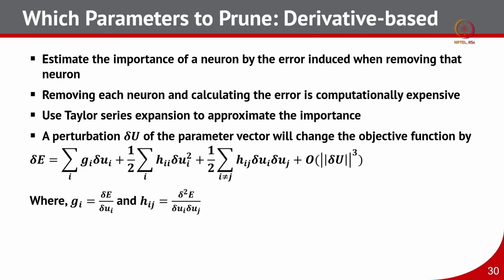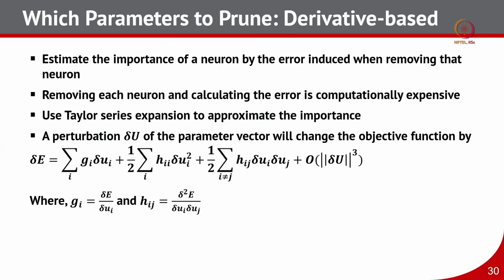Again, in the last class we briefly touched upon the topic of which parameters to prune. One technique is derivative based pruning. You can estimate the importance of a neuron by the error induced when removing that particular neuron. Let us say we have 1000 neurons in a network. One can remove weights one by one, and then see the importance of the neuron by the error induced when removing that neuron.